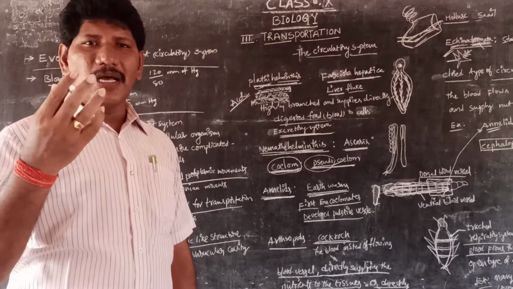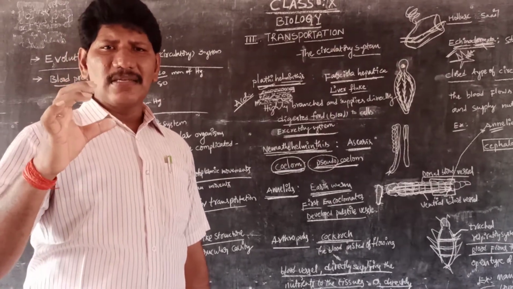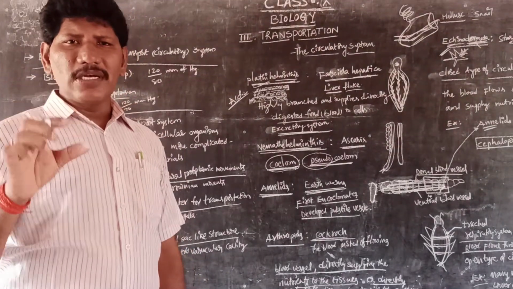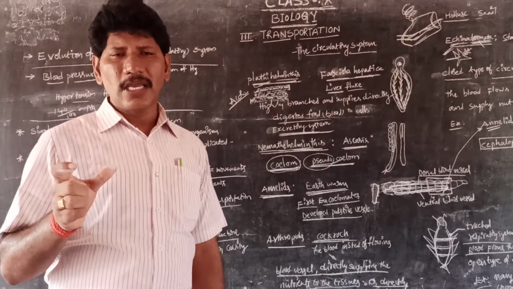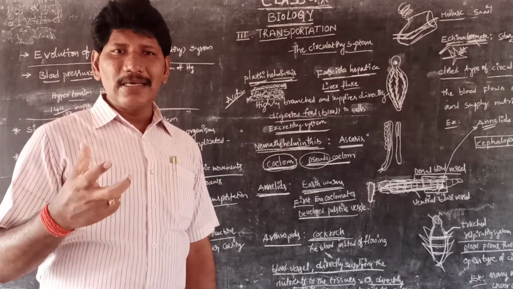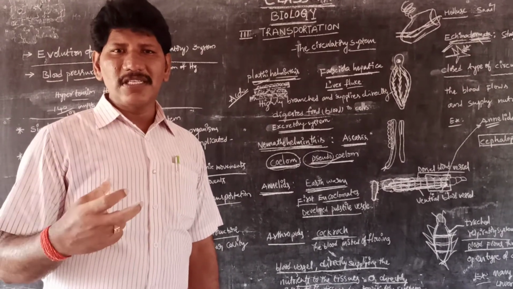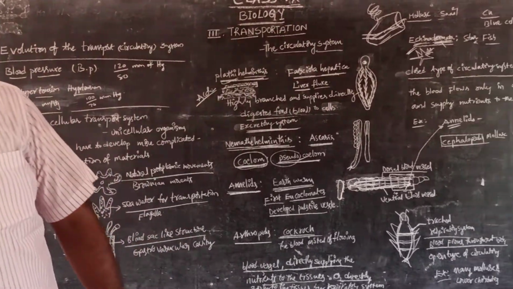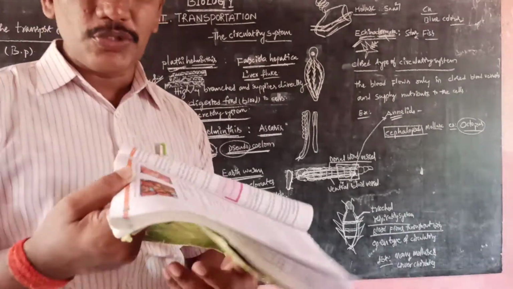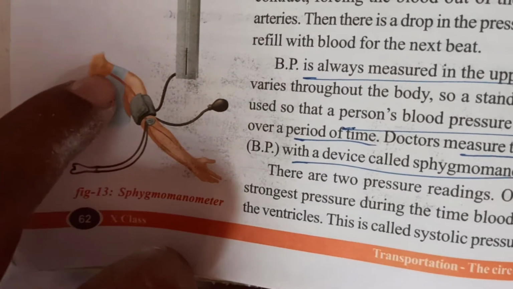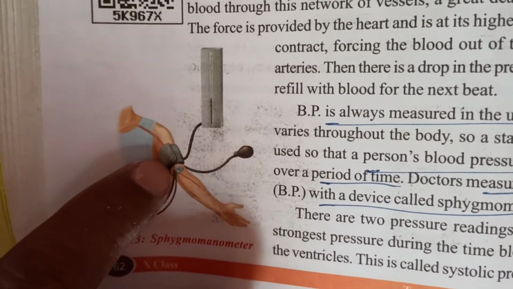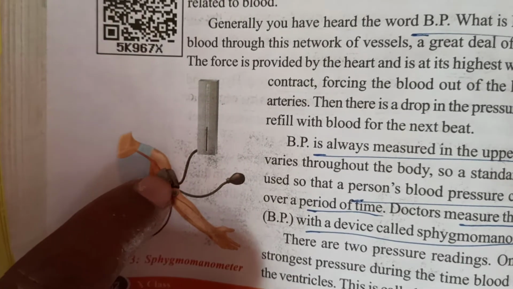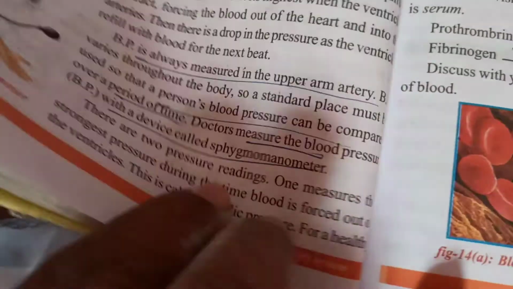The blood flows in the arteries with some high pressure that we can measure with a tool called a sphygmomanometer. That means we can measure how much pressure the blood exerts in the blood vessels with this tool. Let us look at the textbook, page number 62. This is about the blood vessel, this is the artery. From the aorta, the artery arises. We usually measure the blood pressure in the upper part of the arm.